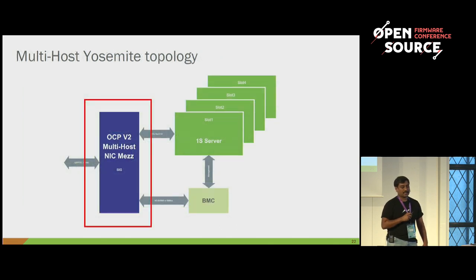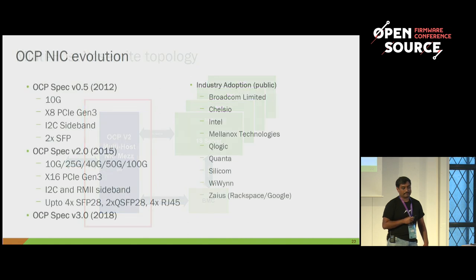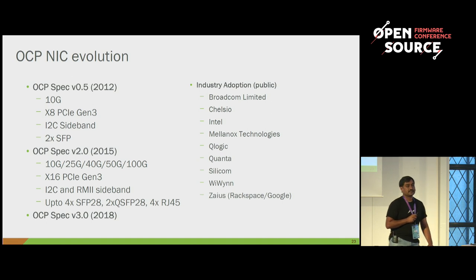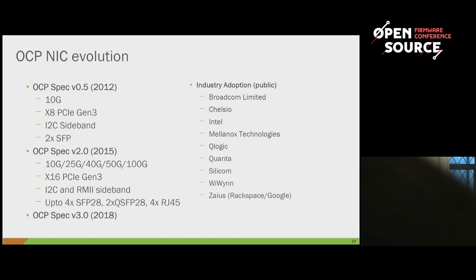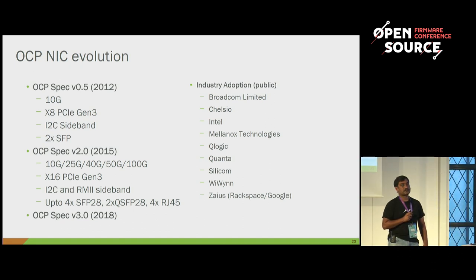This is the same picture that I have shown before, but highlighting the OCP V2, the multi-host NIC mezzanine card. It has evolved a little bit over the last few years. Version 1 used to support 10 gig, and it has I2C as a sideband for the BMC. It's capped at a 100 kbps link for the network connectivity for BMC. But in the 2.0 spec, I think we have bumped up to 100 gig support for the host. And for BMC, it goes up to 100 meg, because now we support NC-SI over RMII signals.